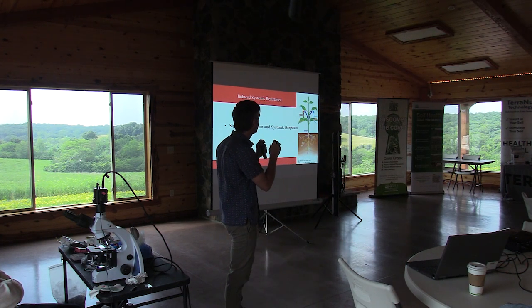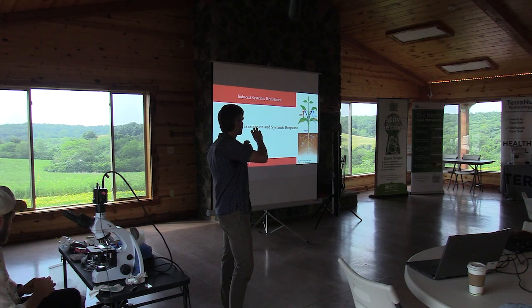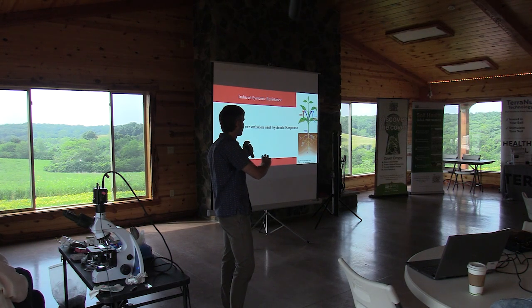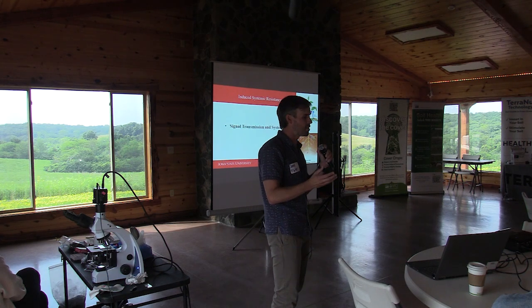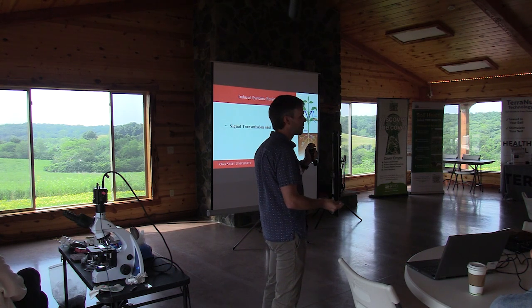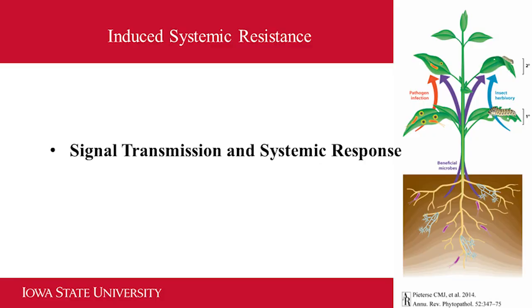So when a plant senses those infections on one side or the other, or the root microbiome tells it that there are pathogens present, it can actually stimulate the plant to increase its defense mechanisms, which will then help support the healthy parts of the plant and make them less susceptible to damage.